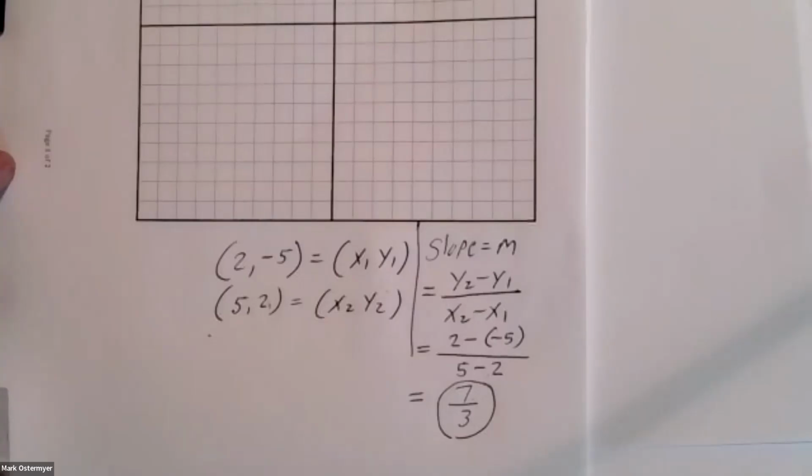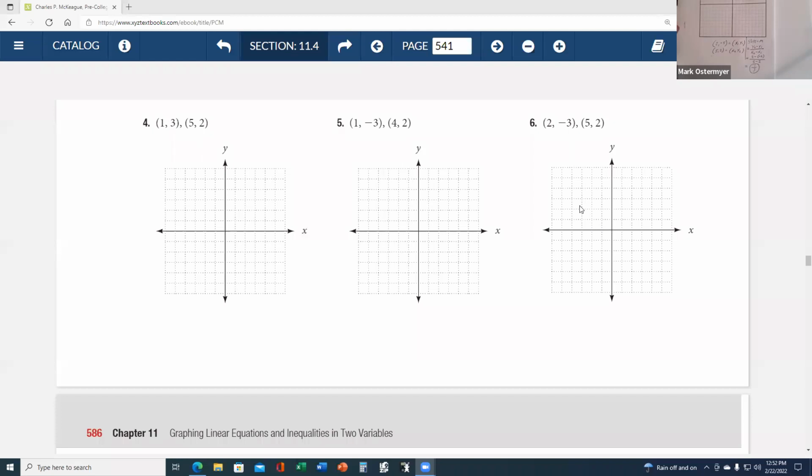I think it's supposed to be a -3, not a -5, if you're doing number 6. Hold on, let me double check my points. Supposed to be -3, isn't it? Yeah. So I'm doing some other problem here.